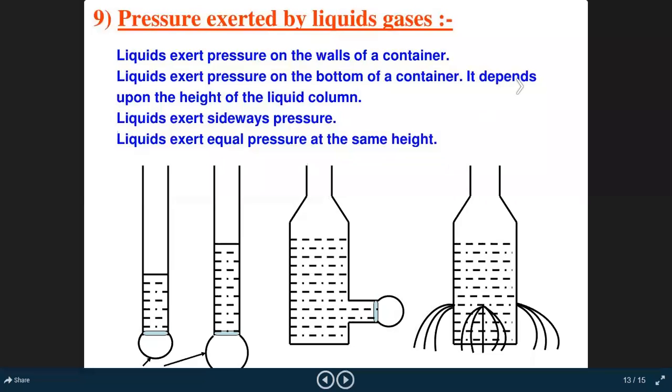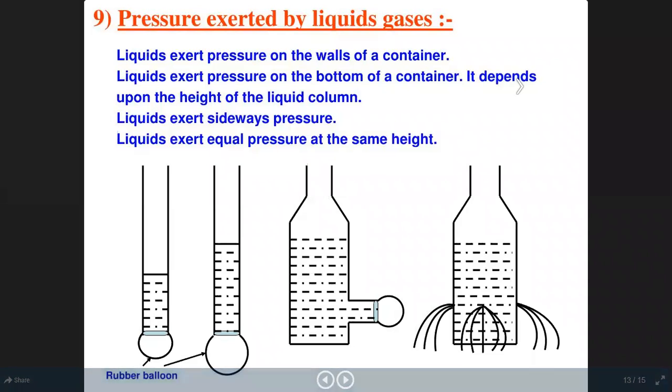Not only solids, pressure is also exerted by liquids and gases. So liquid exerts pressure on the walls of the container. Liquid exerts pressure on the bottom of the container. It depends upon the height. Liquid exerts sideways pressure. Liquid exerts equal pressure at the same height. These are the characteristics of the pressure exerted by liquids.